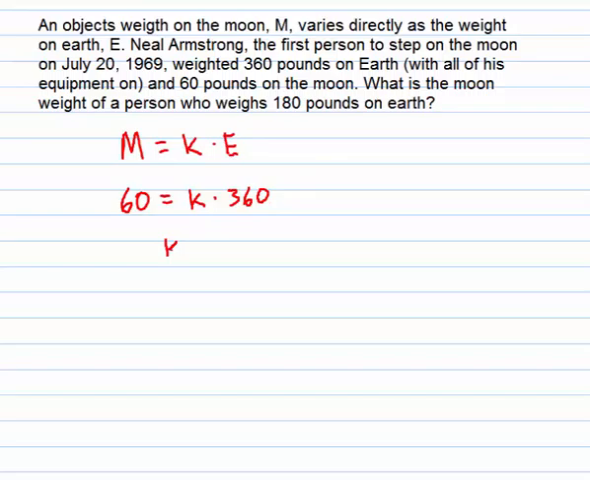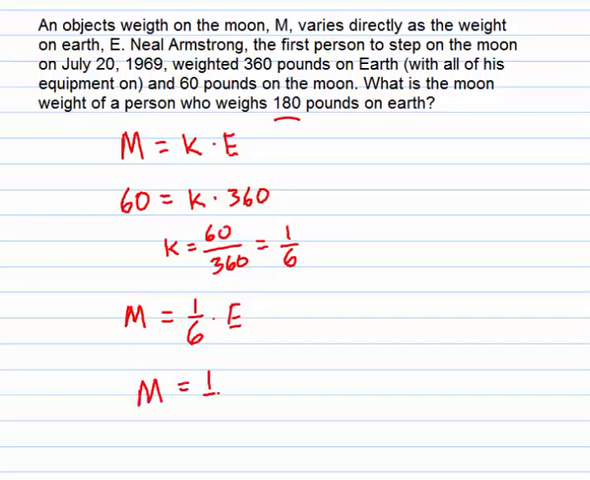So the constant K is just equal to, you divide by 360, and that's equal to 1/6. So the weight on the moon is equal to 1/6 times the weight on the Earth. So if a person weighs 180 pounds, then his moon weight will just be equal to 1/6 times 180, or 30 pounds. And that's basically how we do variation. Let's do another example.